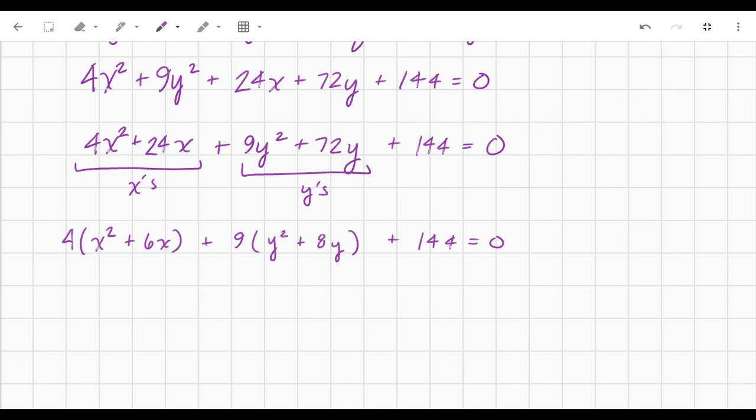Okay, here I'm going to write to the side here. The first step that we did from here was group your x's and y's. Okay, then once we got to the next line of work, what we did is we factored out the coefficient.